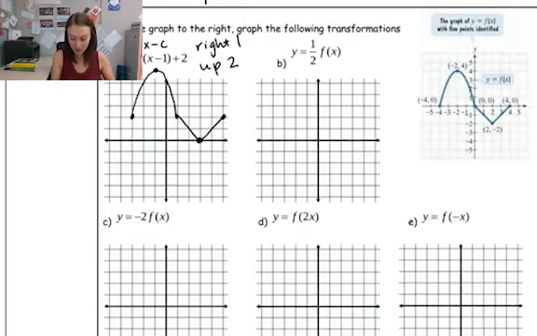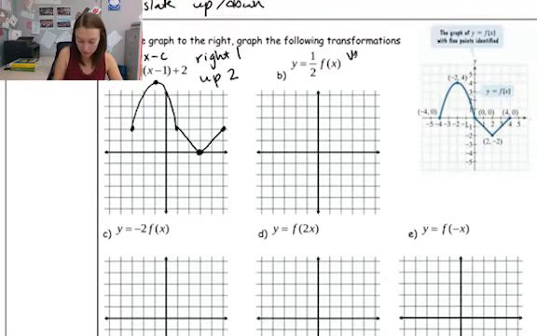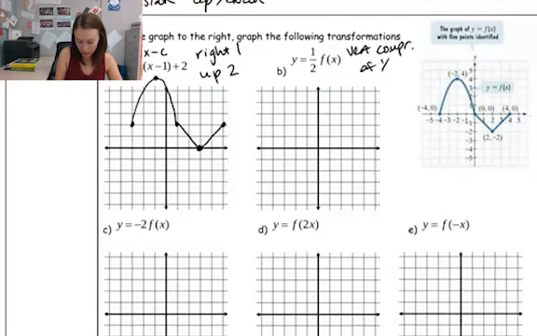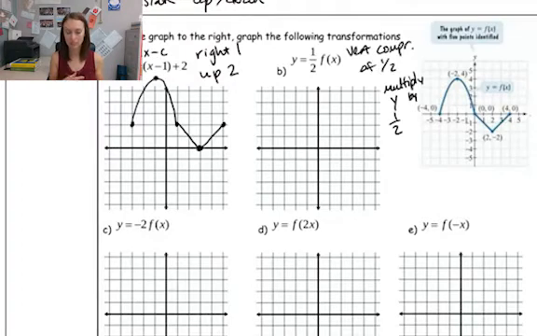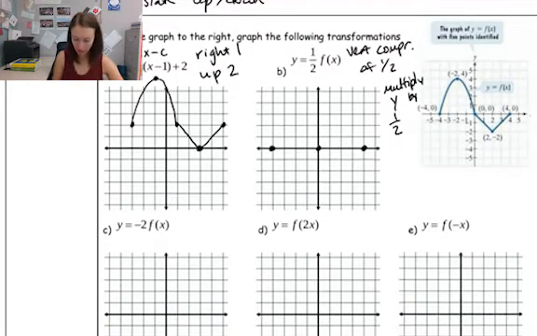The next one, we have a vertical compression of 1/2. So what that does is it multiplies the y values by 1/2. So whatever that a value is, it gets multiplied to the y value. So my x values aren't going to change, which means the x-intercepts are not going to change, because if I multiply 0 by anything, it's still 0. So I can actually start by putting all of those on my graph.